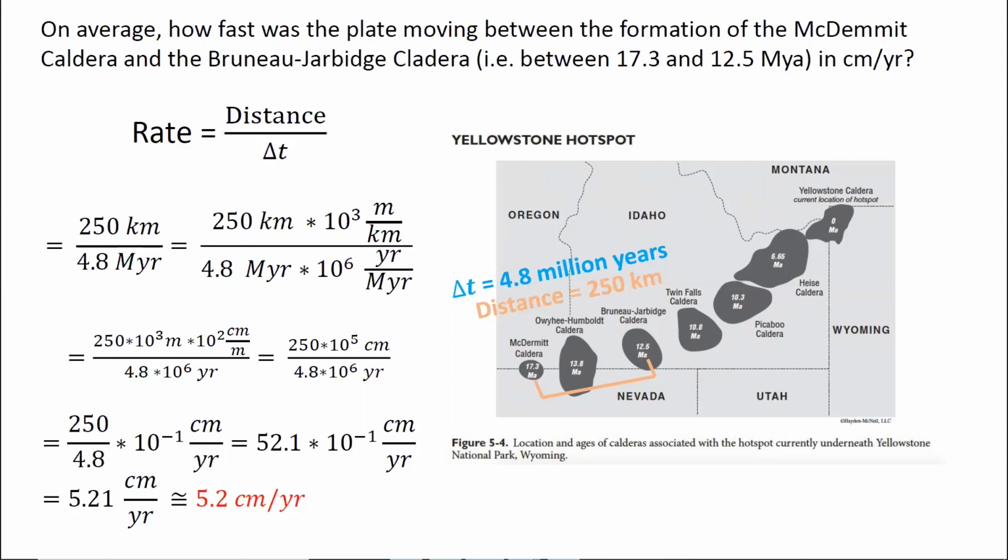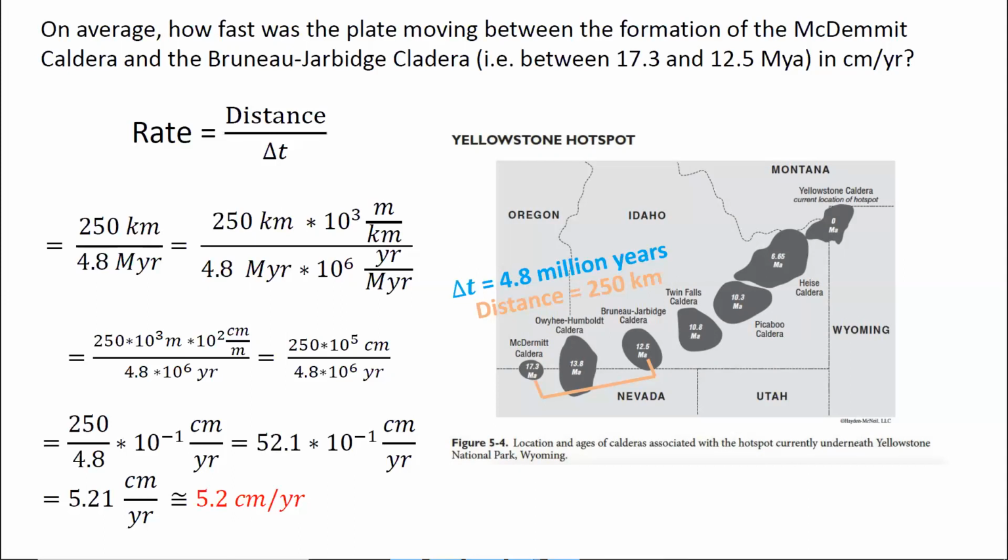The McDermott caldera formed at 17.3 million years ago. The Bernot-Jarbidge caldera is younger and formed at 2.5 million years ago. So there's a difference in time of 4.8 million years. And again, the hotspot would not have moved during this time. Instead, it would have been the plate.